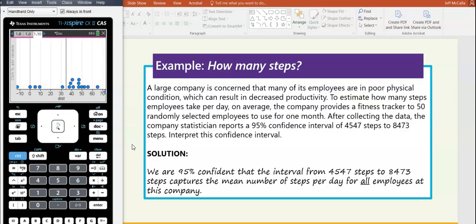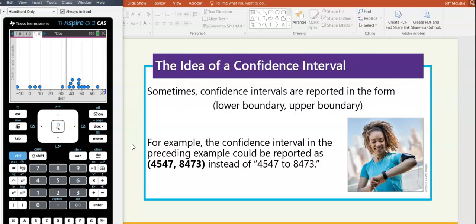Interpret this confidence interval. So we are 95% confident the interval from 4,547 to 8,473 steps captures the true mean number of steps per day for all employees at this company, right? So that's the interpretation of the interval, and that's something you need to be able to do. And again, it's just a script, remember? We sometimes write the interval like this with parentheses, almost looks like an ordered pair, but it's an interval. It's lower bound, comma, upper bound. So the lower bound of the interval is 4,547, and the upper bound is 8,473.